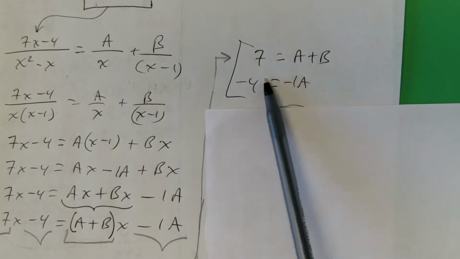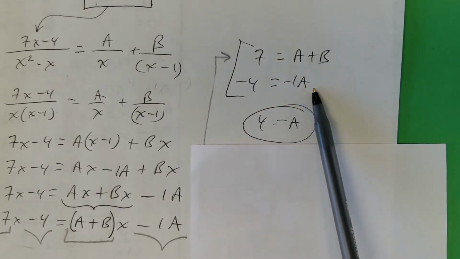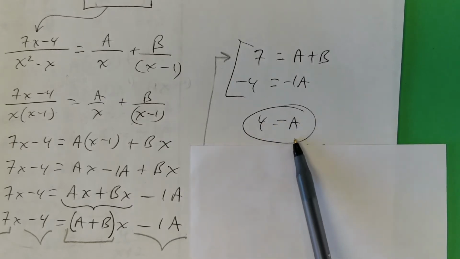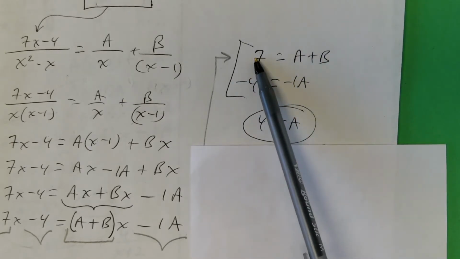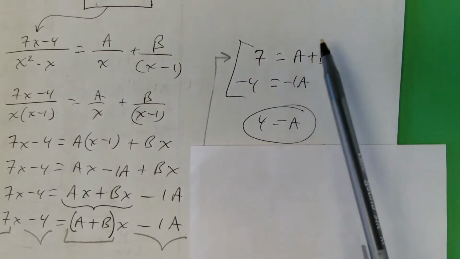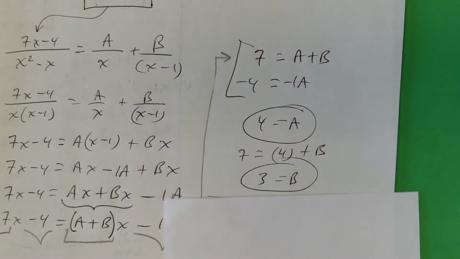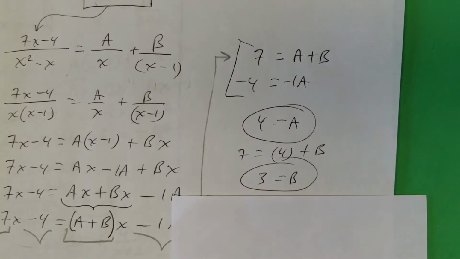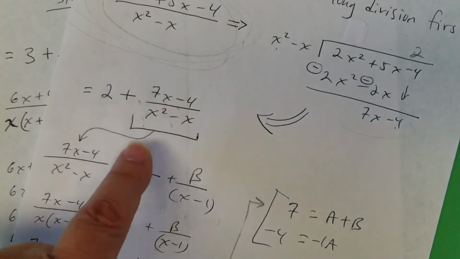So I can quickly find out what A is here. Divide by negative 1, A is 4. Now that I know A is 4, I come up here. 7 is equal to 4 plus B. So B must be 3. So now I know what my A and B is. I was looking for A and B, and now I know what they are.